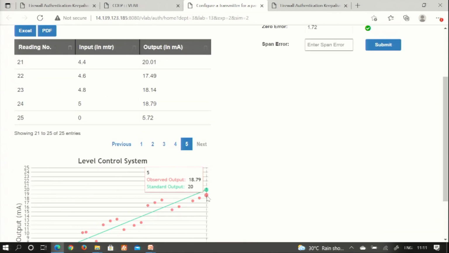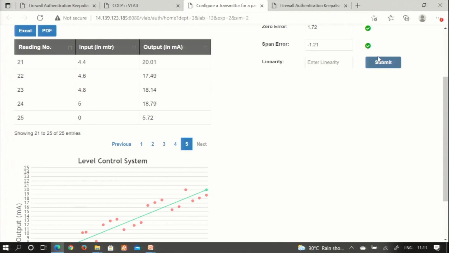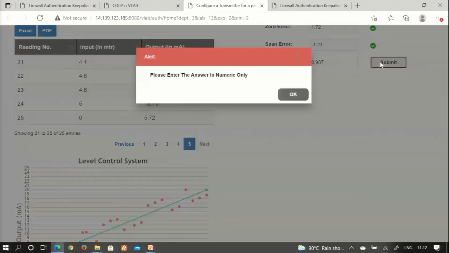Now, here is the span, and I know this span is, I will just put a number here which I have understood, and I say that this is the span, which is all right. But now I want to calibrate the linearity. Now, what we are doing is, I calculated the linearity, and based on that I put some number which I have calculated and I submit.